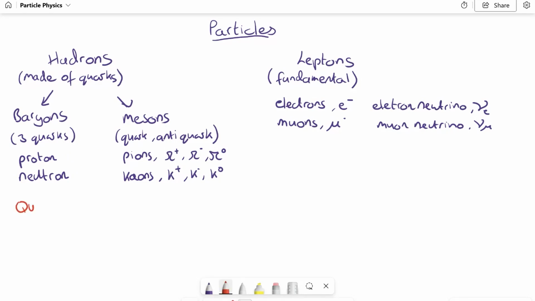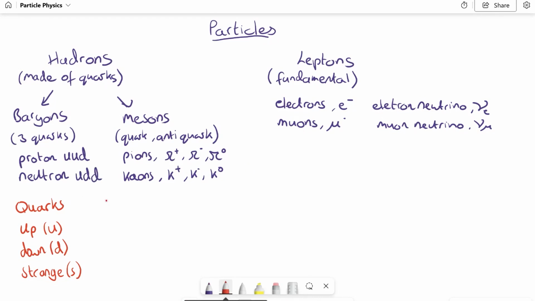So we've got these things called quarks, which we mentioned. You're given this in your data booklet, but it's worth having here. We've got an up quark, which we give a U. We have a down quark, which we give a D. And we have a strange quark, which is an S. So a proton is made up of 2 up and 1 down quark. A neutron is made of 1 up and 2 down quarks.